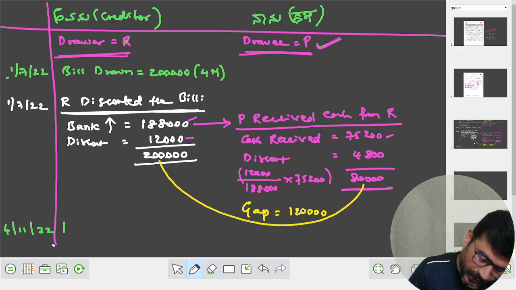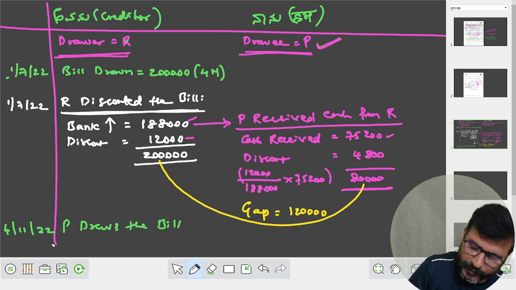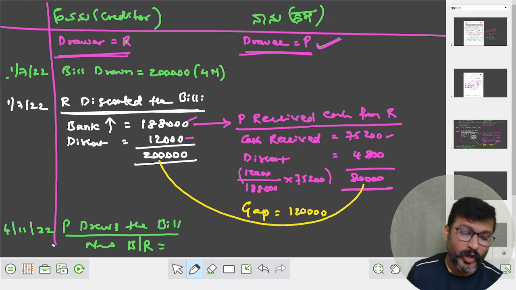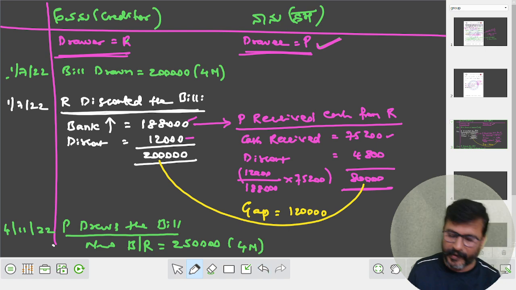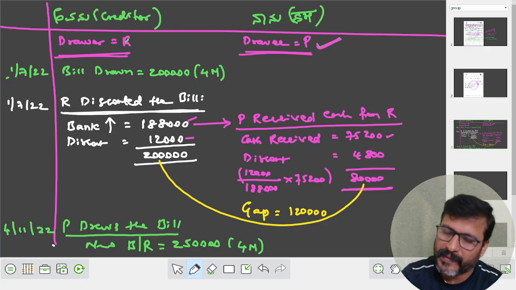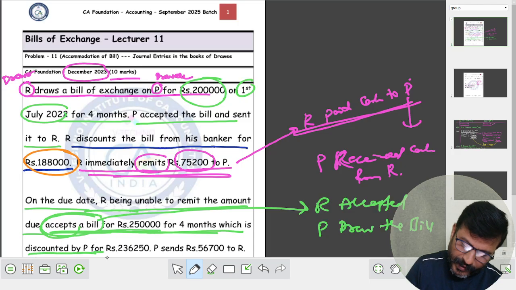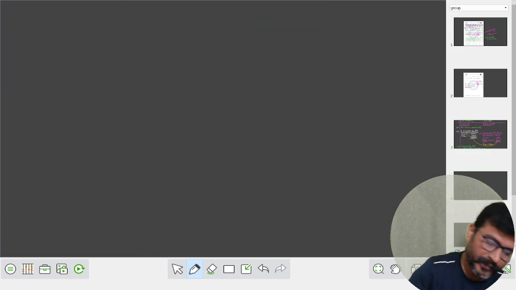What happened? P draws the bill, that is, a new bill receivable. Drawn for how much, my dear students? The new bill is being drawn for rupees 2.5 lakh for a period of 4 months. Please remember this. See what happened later. And it is discounted by P for rupees 2,36,250. Who discounted the bill? P discounted the bill. Let me continue.